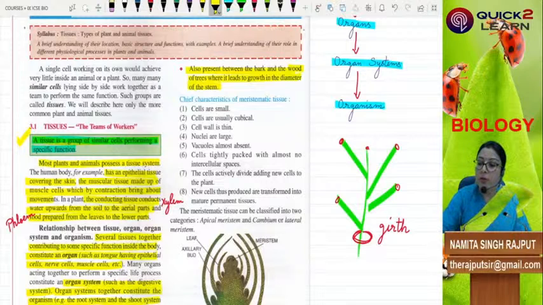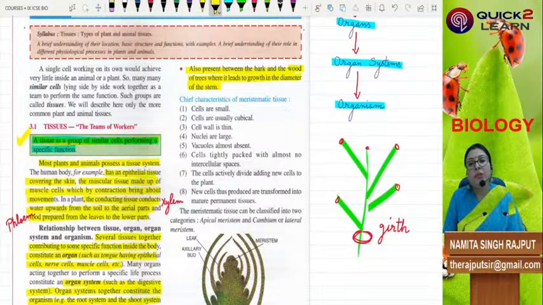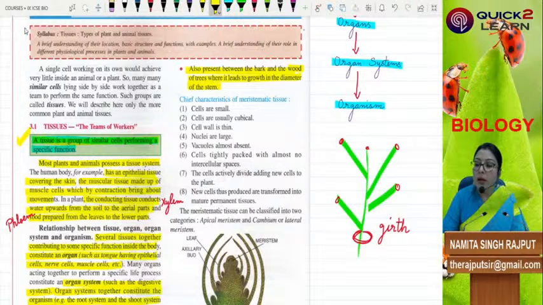Now what are the chief characteristics of meristematic tissues? What are the cells like, and what is their shape and structure? The chief characteristics are, these cells are usually small. Why are they small? Because they need to divide continuously, so they don't grow very big in size. They are simply multiplying. They are usually cubical. That means they are not very specialized. Small size and simple structure, so that they can divide very quickly and frequently to add to the height and the girth of the plant.